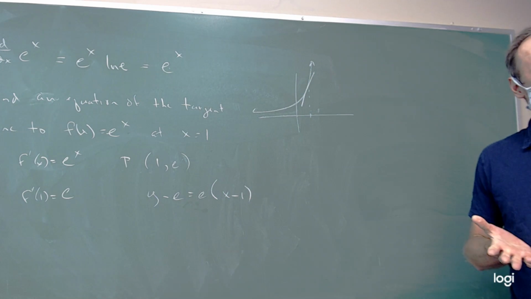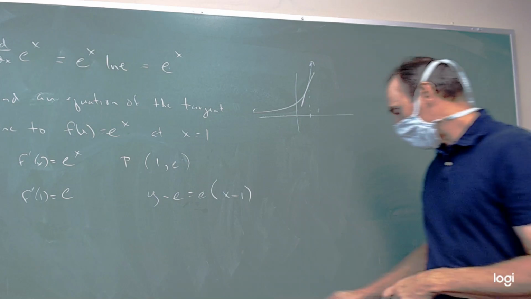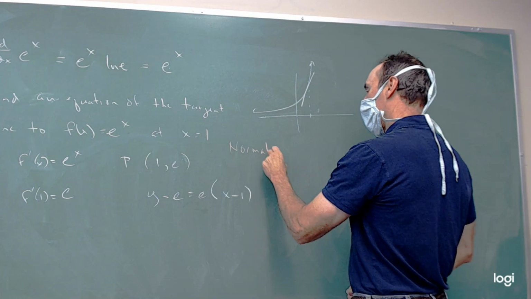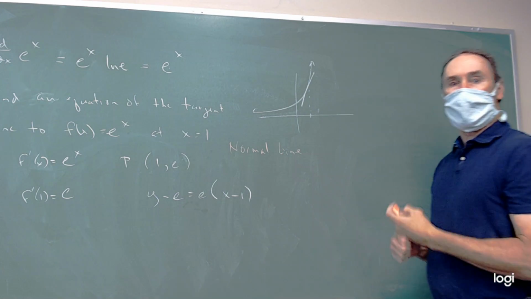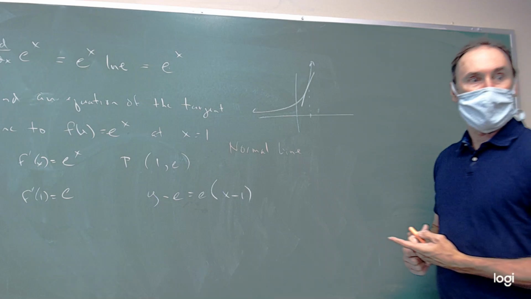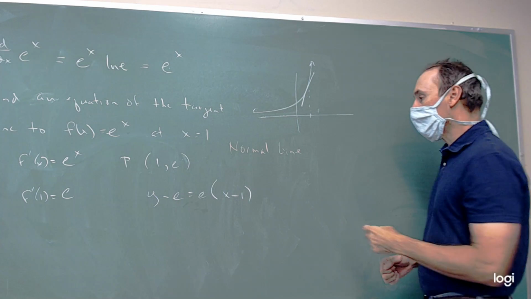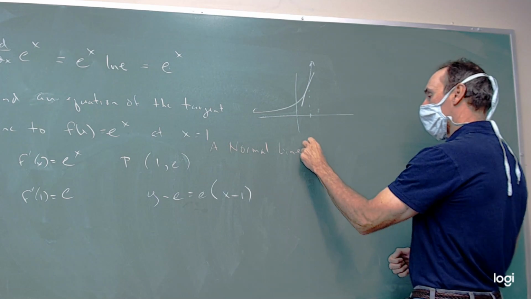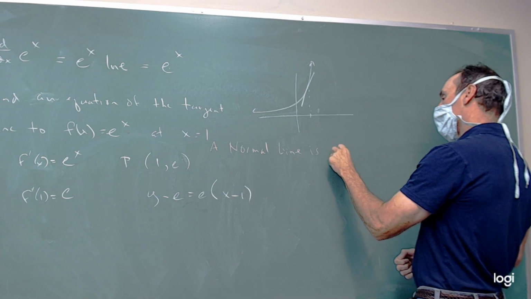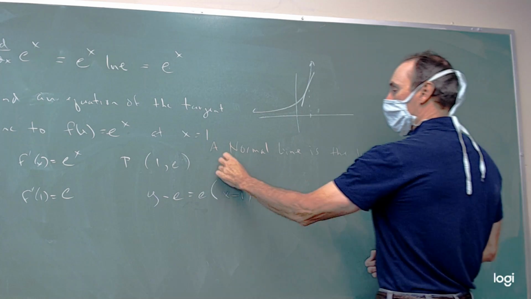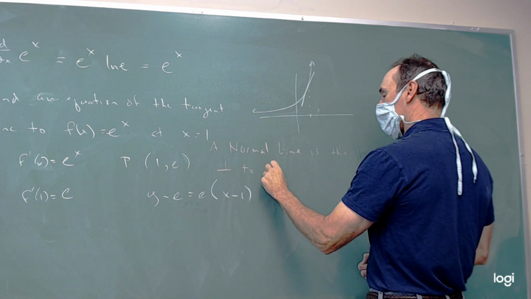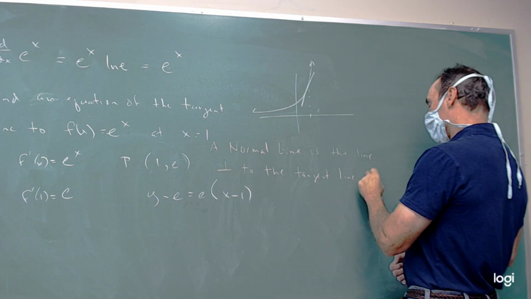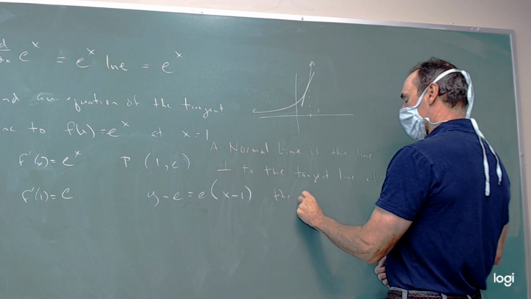Okay, and we talked about normal lines in here. That might be a new idea. So this comes up quite a bit. A normal line is a line perpendicular to the tangent at the point of tangency. Did we talk about that? A little bit. We haven't done very much, but a normal line is a line perpendicular to the tangent line at the point of tangency.